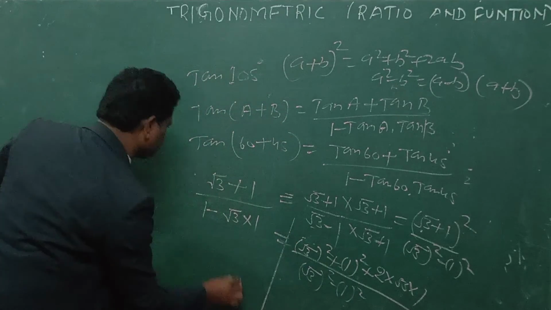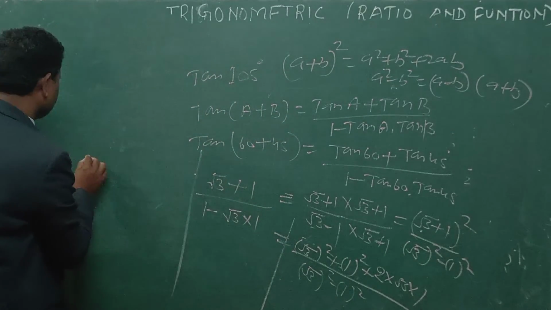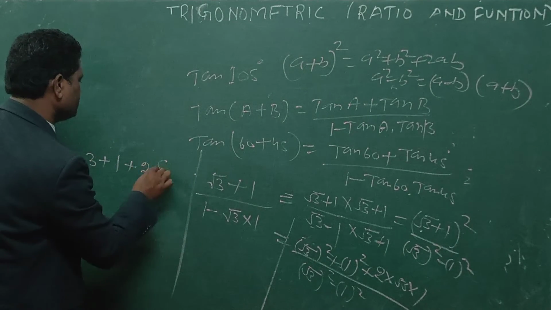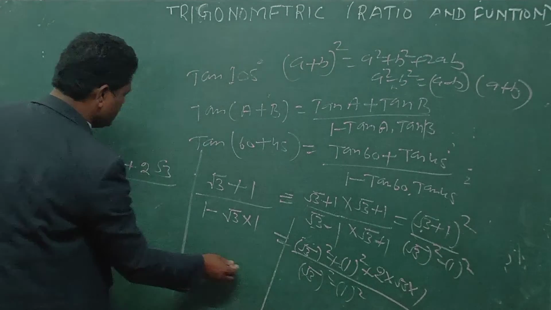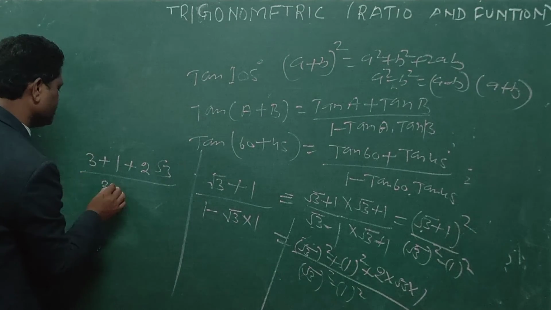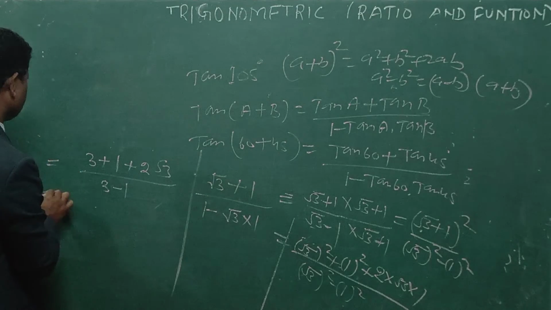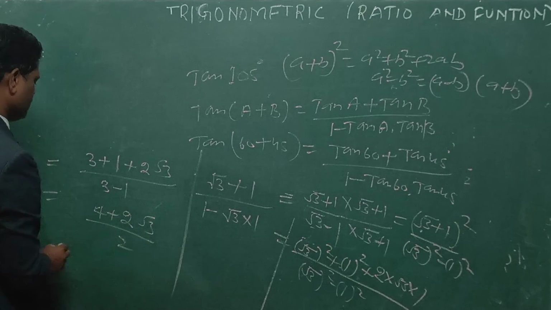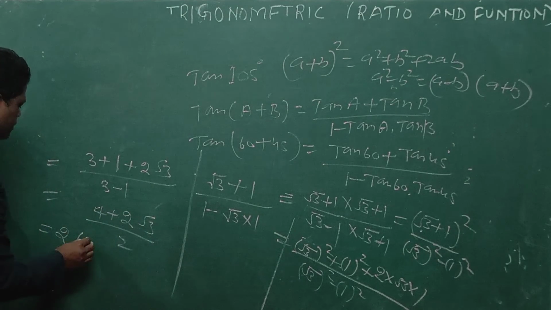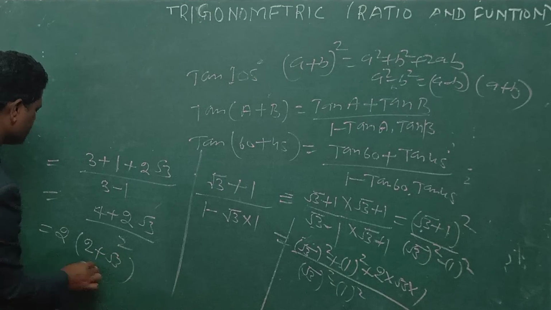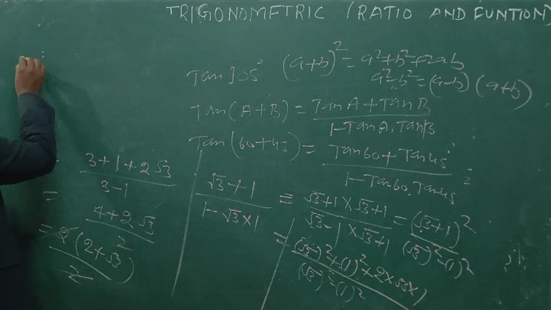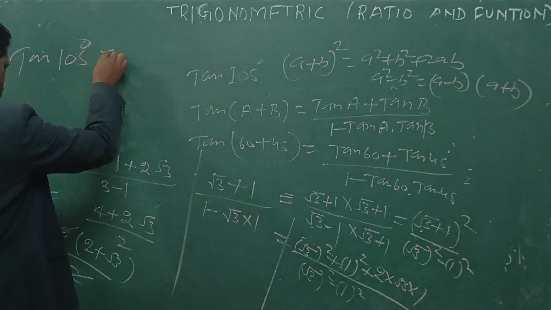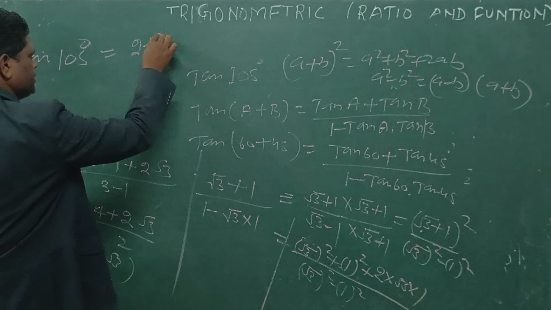It means 3 plus 1 plus 2 root 3 by root 3 square, which is 3 minus 1. It means 4 plus 2 root 3 by 2. 2 is common here, so 2 plus root 3 by 1 after cancelling. So tan 105 degrees value is 2 plus root 3.